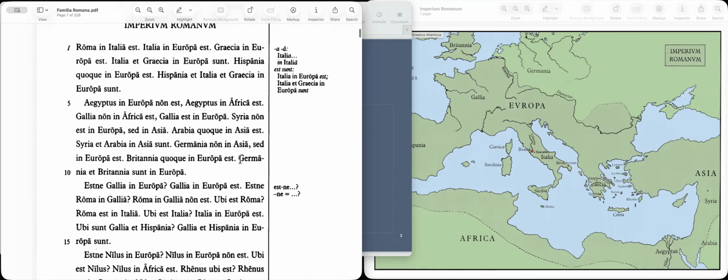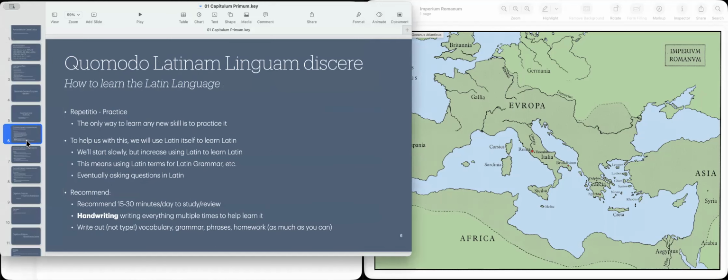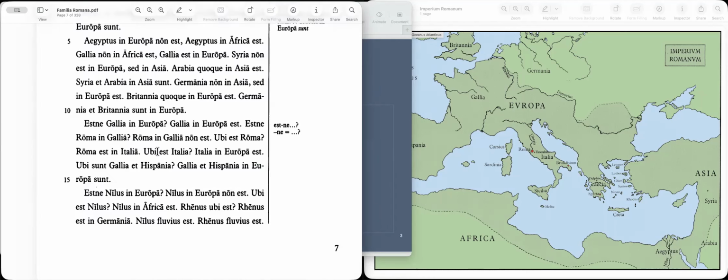I'm going to hold off on discussing that until later. I want you right now to get a feel for the language before we go deep inside the grammar. So I'm going to kind of hold that off. We'll get to it. Don't worry. Yes, declensions are how we categorize nouns, but we'll talk about that later. In fact, I briefly flashed up this chart, declinatio, etc. So we'll get to it.